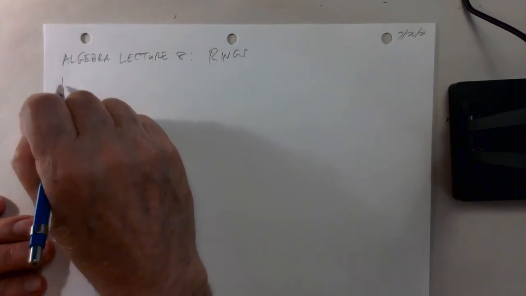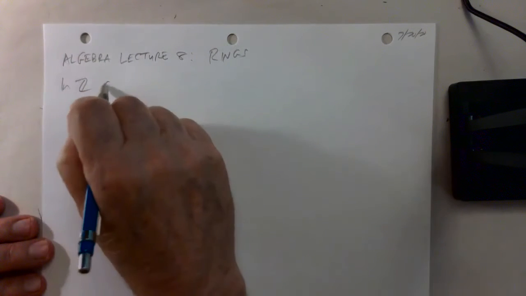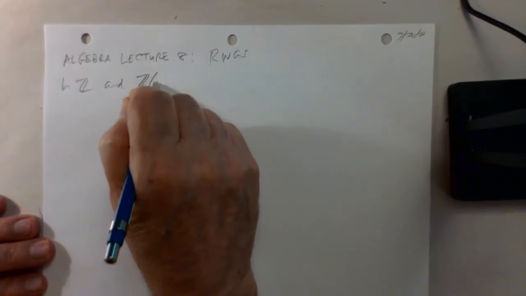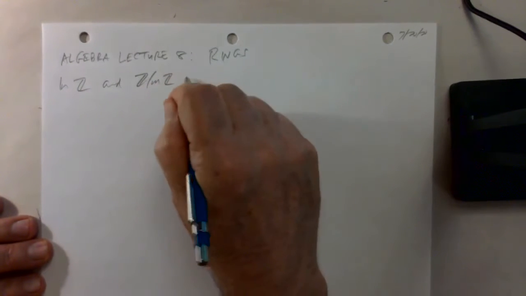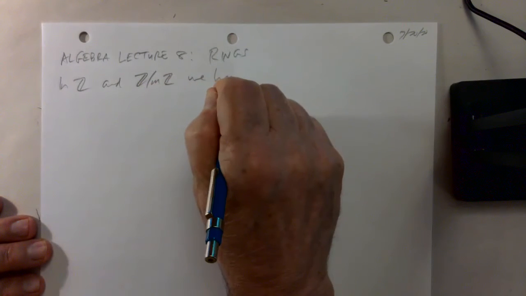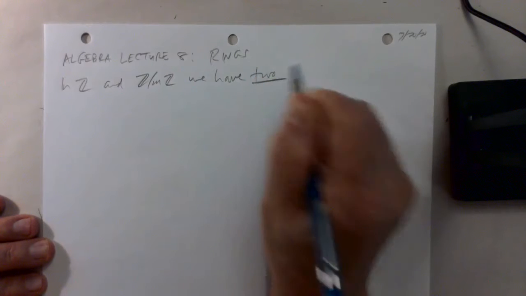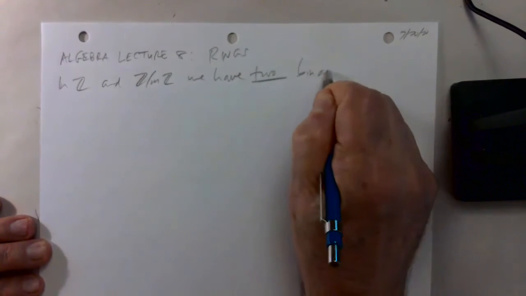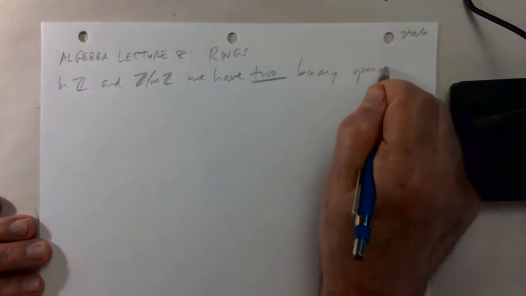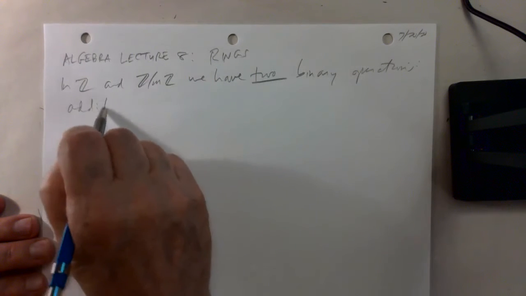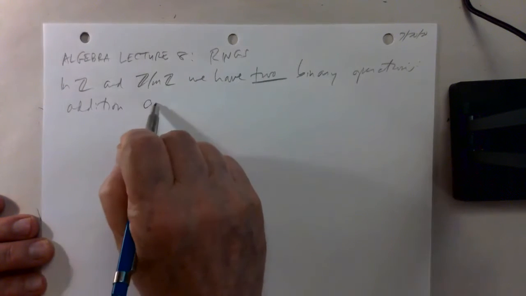So let us continue discussing congruences. In Z, the integers, and Z mod M, the congruence classes mod M, we have two binary operations, addition and multiplication.